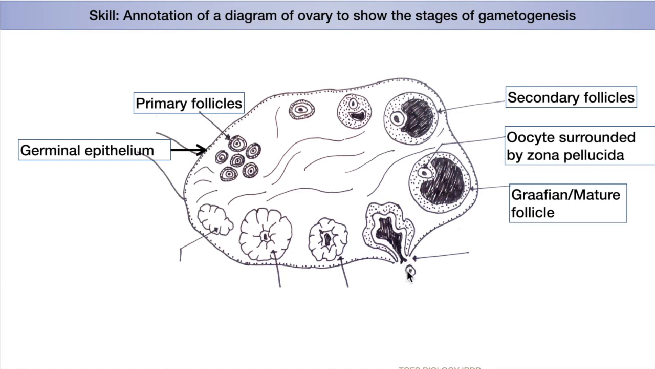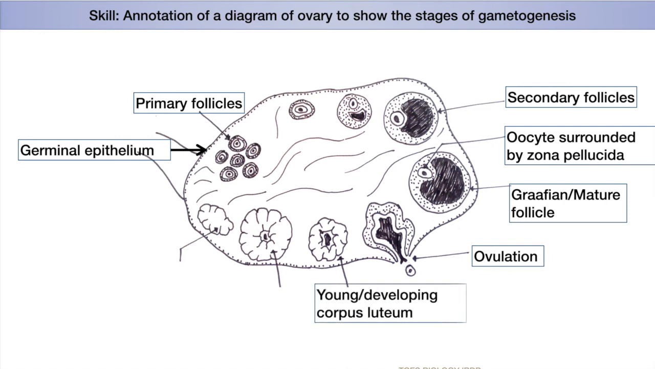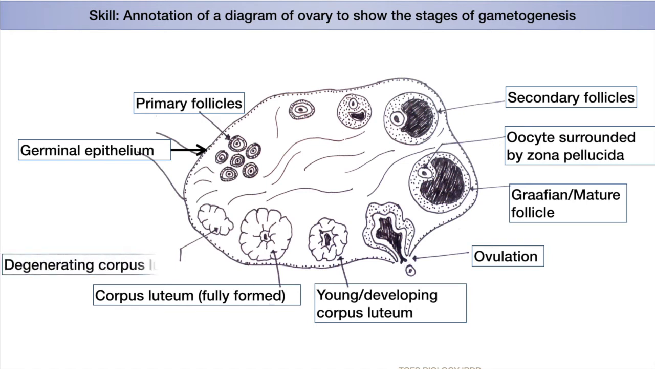After that, the follicle ruptures to release the oocyte, and the process is called ovulation. The ruptured follicle then forms a corpus luteum. This young developing corpus luteum then matures to form a fully formed corpus luteum, which after some time may degenerate depending on the menstrual cycle. Let's now annotate the diagram.